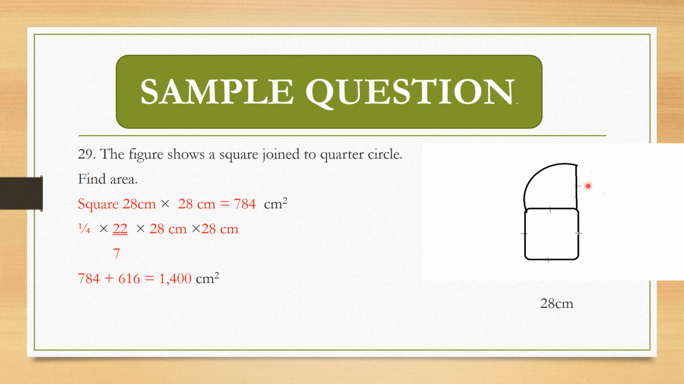The radius is 28, because from here up to here is also 28. So let's start with the square. Very easy. Square, length times length, 28 times 28 is 784. So already this area is 784.